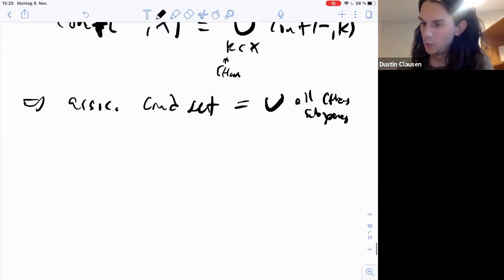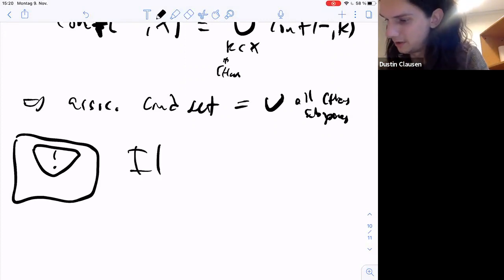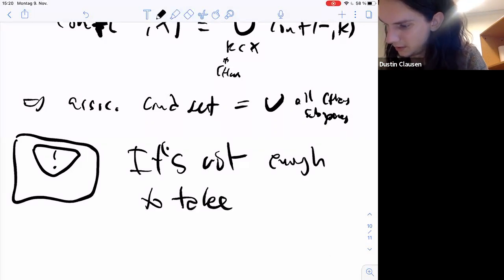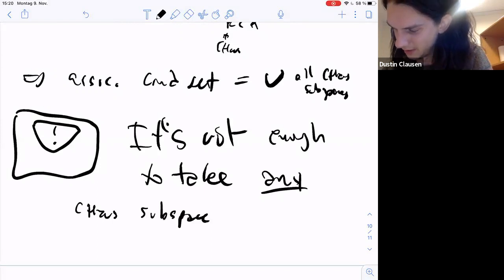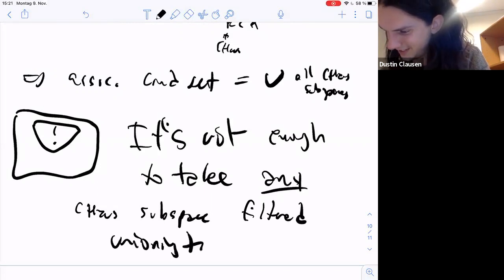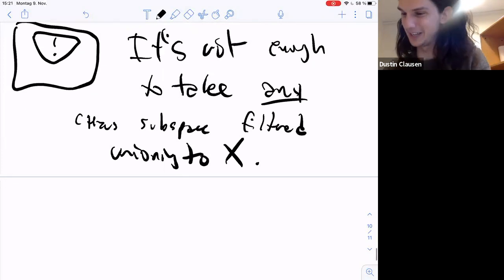Now it's time for me to issue a big warning. It's not enough to take any compact Hausdorff subspaces filtered unioning to X. You have to use all of them. Is that a word? Filtered unioning? Yeah, let me make it more precise. So let me give an example.